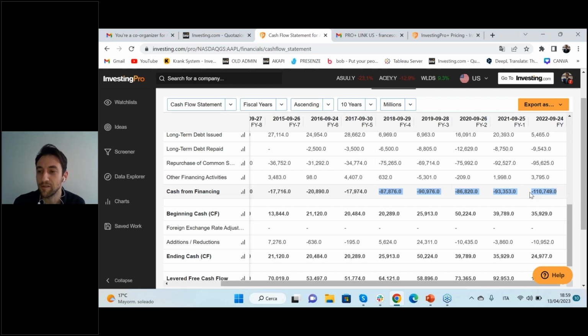So let's see if someone knows the answer. Why in this case for Apple, in the cash from financing activity, do we have negative values? Let's see if someone knows the answer. In your opinion, why is it negative and not positive here? It should be financing, so money that comes in, okay? Why is it negative in this case? Does someone know the answer?